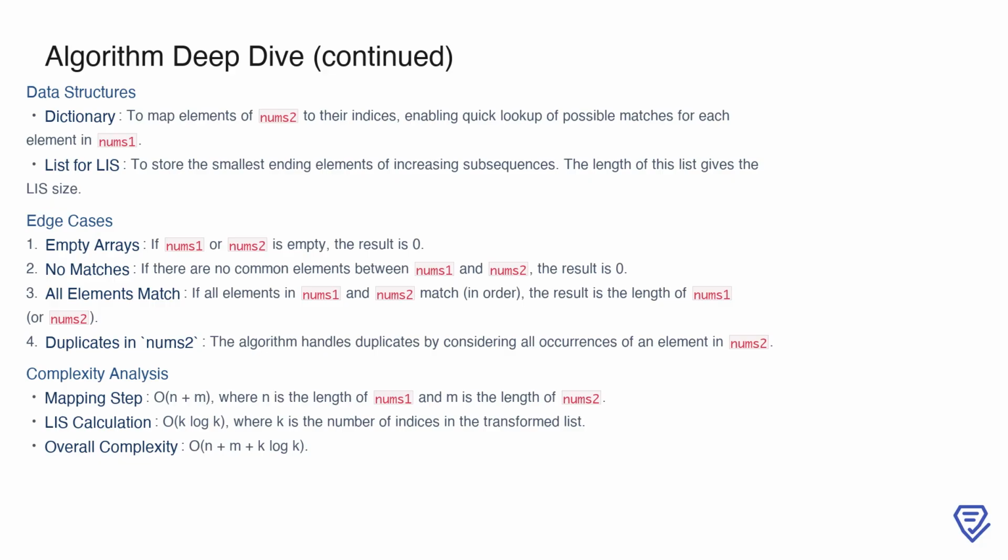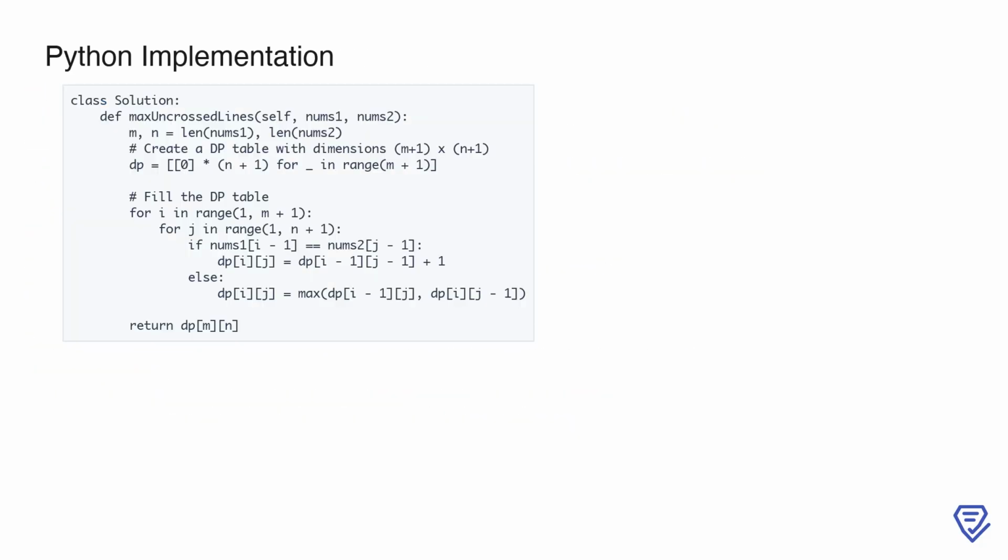The LIS calculation is O(k log k), where k is the size of the transformed list. Combining these, the overall time complexity is O(n + m + k log k), making the solution efficient even for larger inputs. This implementation solves the uncrossed lines problem using dynamic programming.